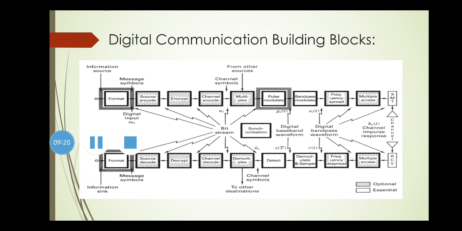Here the pulse modulation is a very important step, because each symbol that we are trying to transmit must first be transformed from a binary representation to a baseband waveform. What is this binary representation? We represent that symbol using voltage levels as zeros and ones, and we want to transmit that in the form of a baseband waveform.